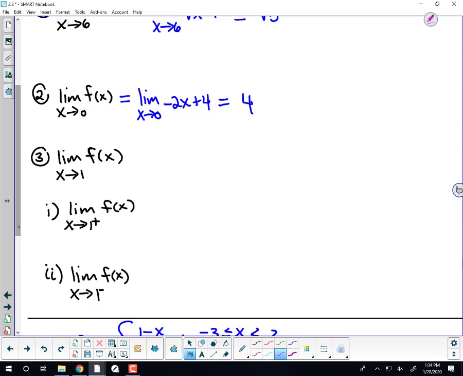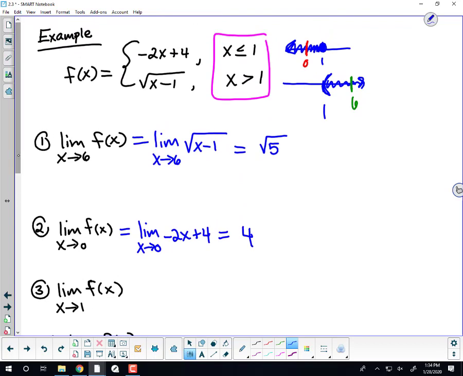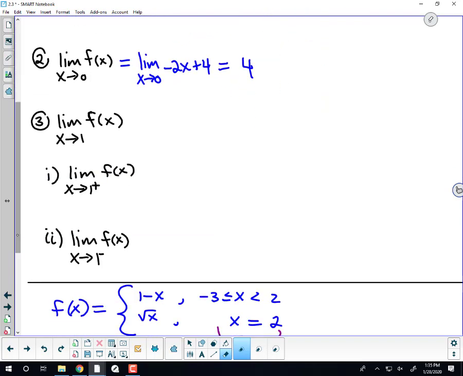Okay, so we're going to answer parts 1 and 2 first. If x is approaching 1 from the right, what part of that function am I using? Square root of x minus 1. Yeah. We're approaching 1 from the right. That's the only piece I can approach 1 from the right on. So the limit as x approaches 1 from the right, we have to use the bottom function.